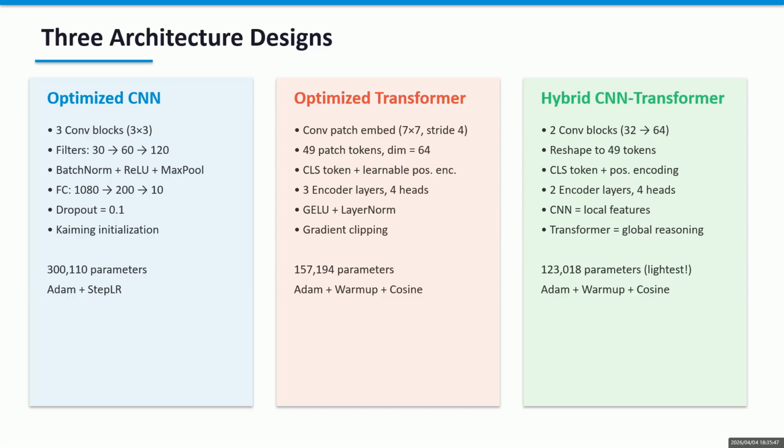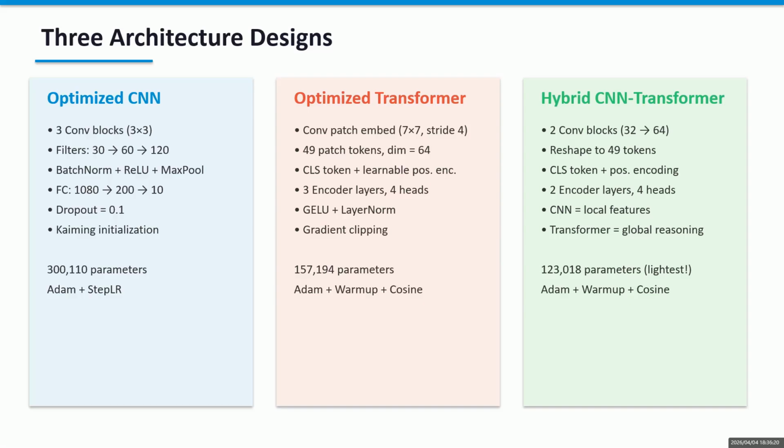Second, the optimized vision transformer. Instead of a simple linear patch embedding, I use a convolutional patch embedding, a 7x7 convolution with stride 4. This produces 49 patch tokens. I add a CLS token and learnable positional encodings. Then there are three transformer encoder layers, each with 4 attention heads. Total parameters is about 157,000.